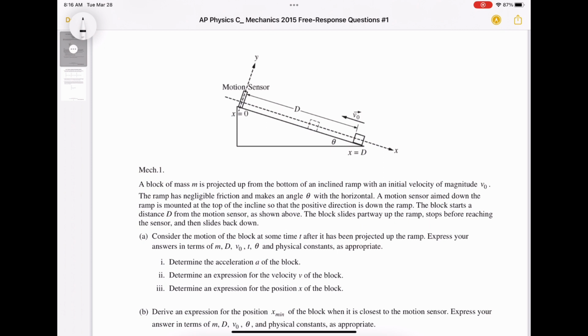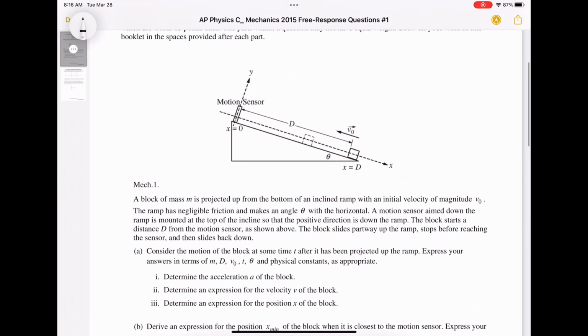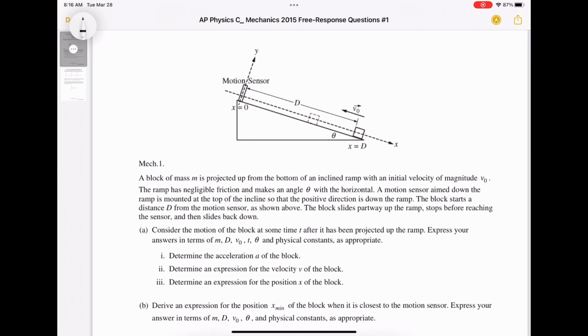Consider the motion of the block at some time t after it has been projected up the ramp. Express your answers in terms of m, d, v naught, t, theta, and physical constants as appropriate. That's definitely something important to note, that you really need to pay attention when it's telling you to express your answers in particular terms. That's not optional, you must do that. Okay, so let's go ahead and look at part I.